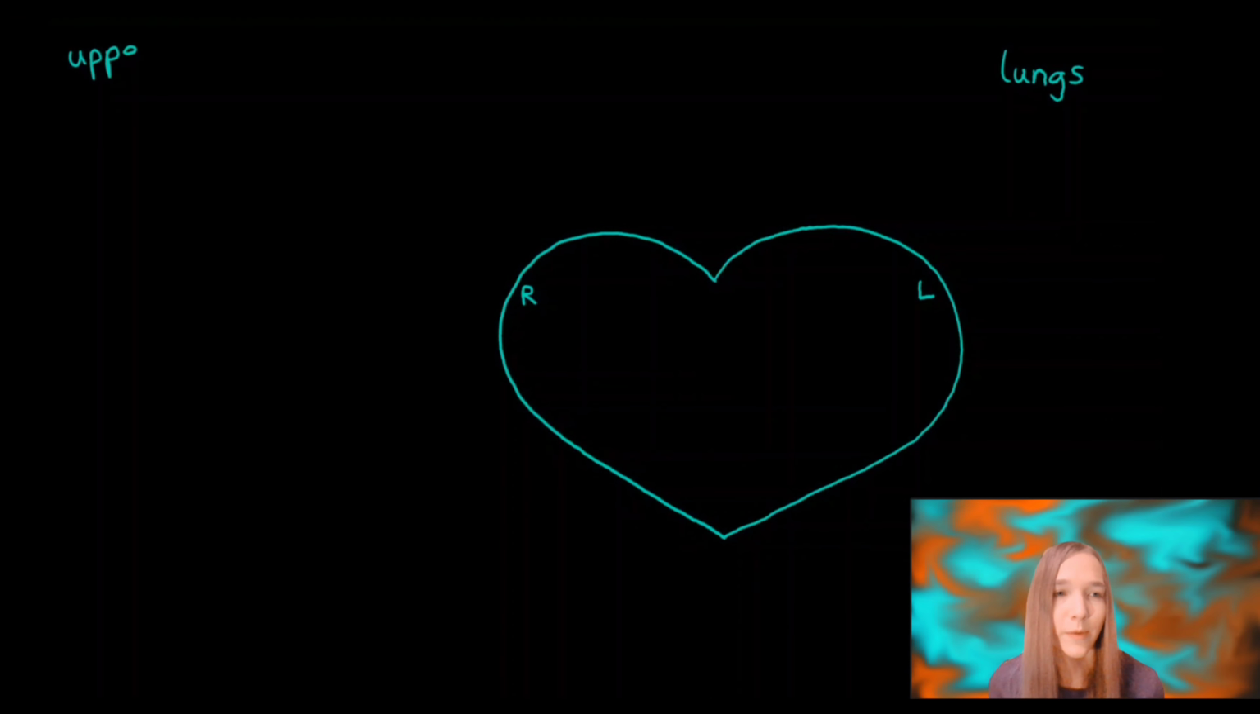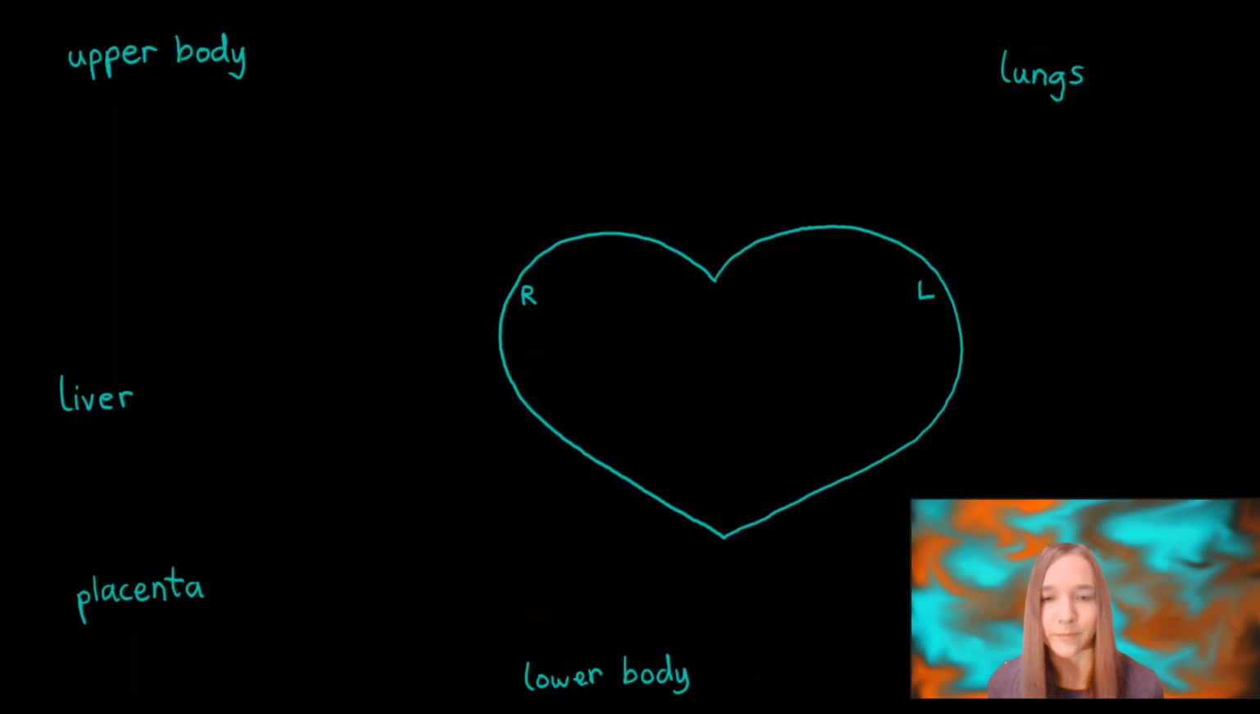I will start by drawing the heart. And I will label the left and right sides, which will be opposite than what you would expect because we are facing the heart. We also need the lungs and the body. I will split the body into the upper body and the lower body. We also need to talk a little bit about the placenta and the liver this time.